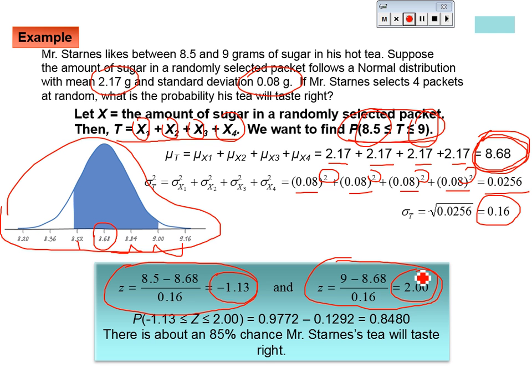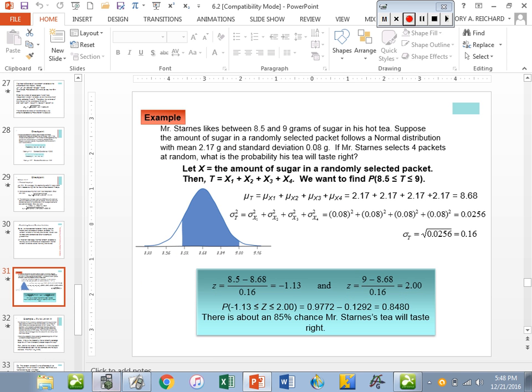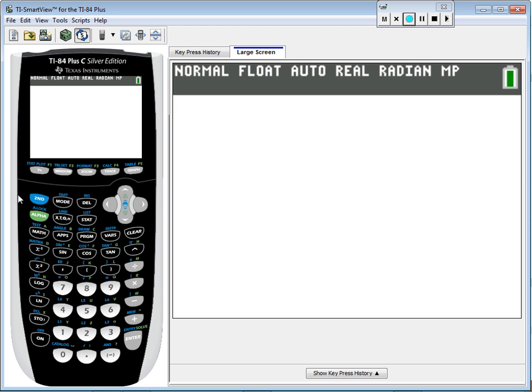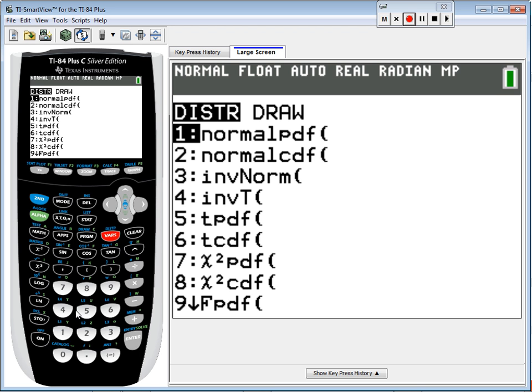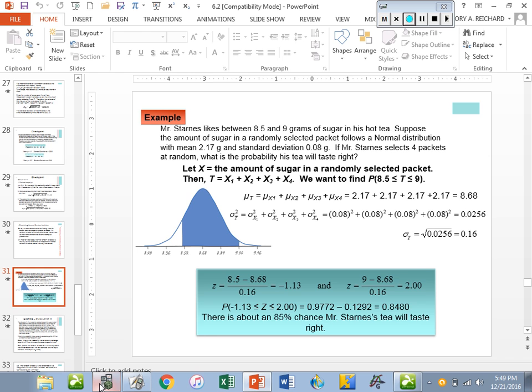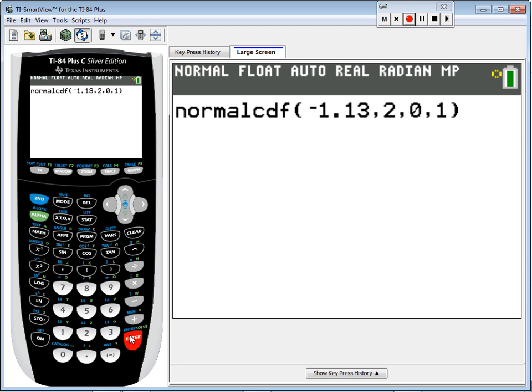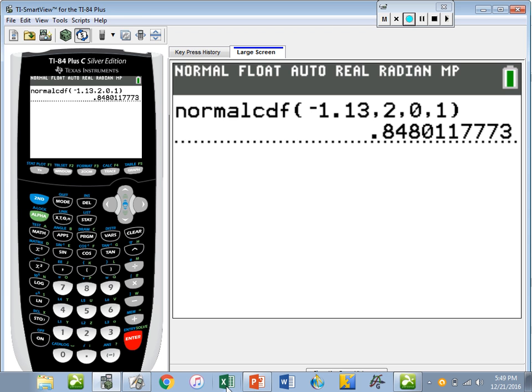And if I do the normal CDF in the calculator from negative 1.13 to 2.0, so if I come back to my calculator here, let me discard this. I'm going to pull my calculator up. So with this right here, if I did the normal CDF from negative 1.13 all the way up to positive 2, and if I paste that in there, there's the probability for that right there.